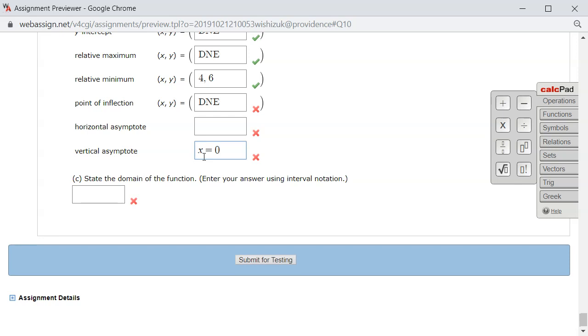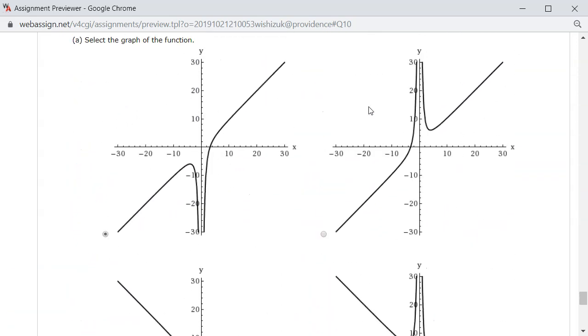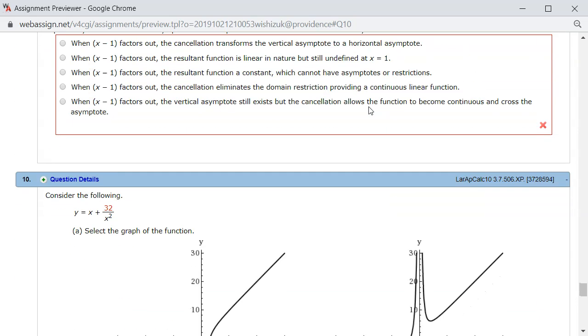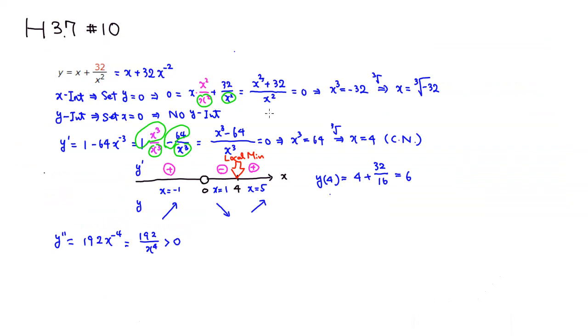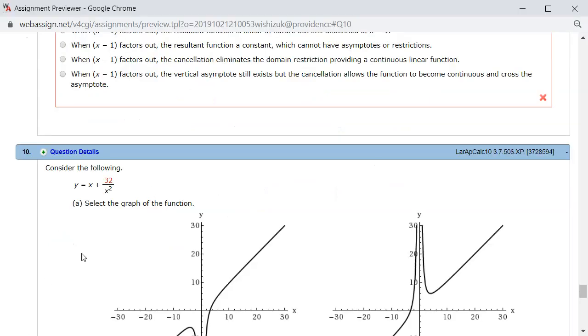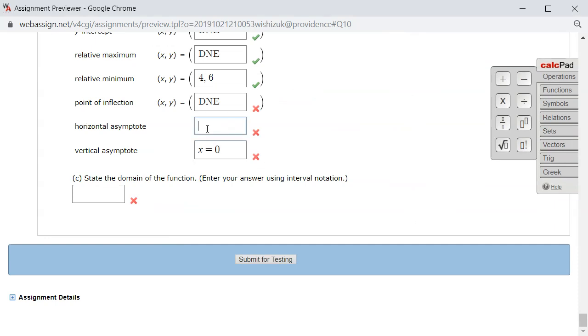All right, and the horizontal asymptote, you can see that here. If you write it in this notation here, you can see that you have a higher power on top than the bottom power, which means that there is no horizontal asymptote, using the trick that we learned in class. So horizontal asymptote does not exist.